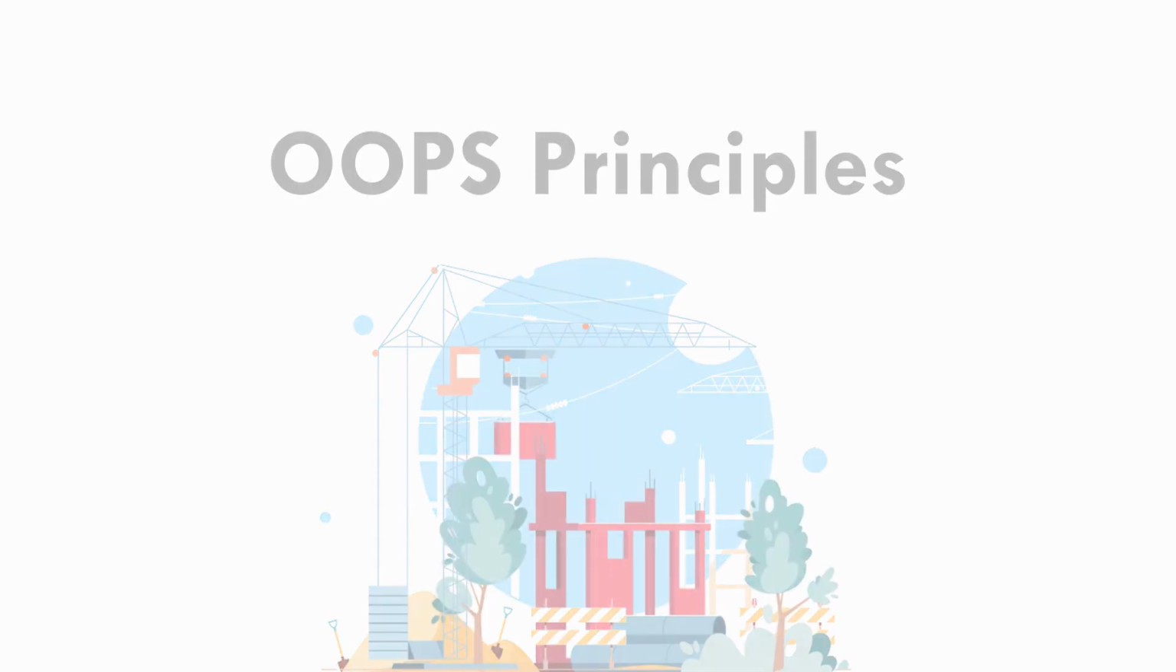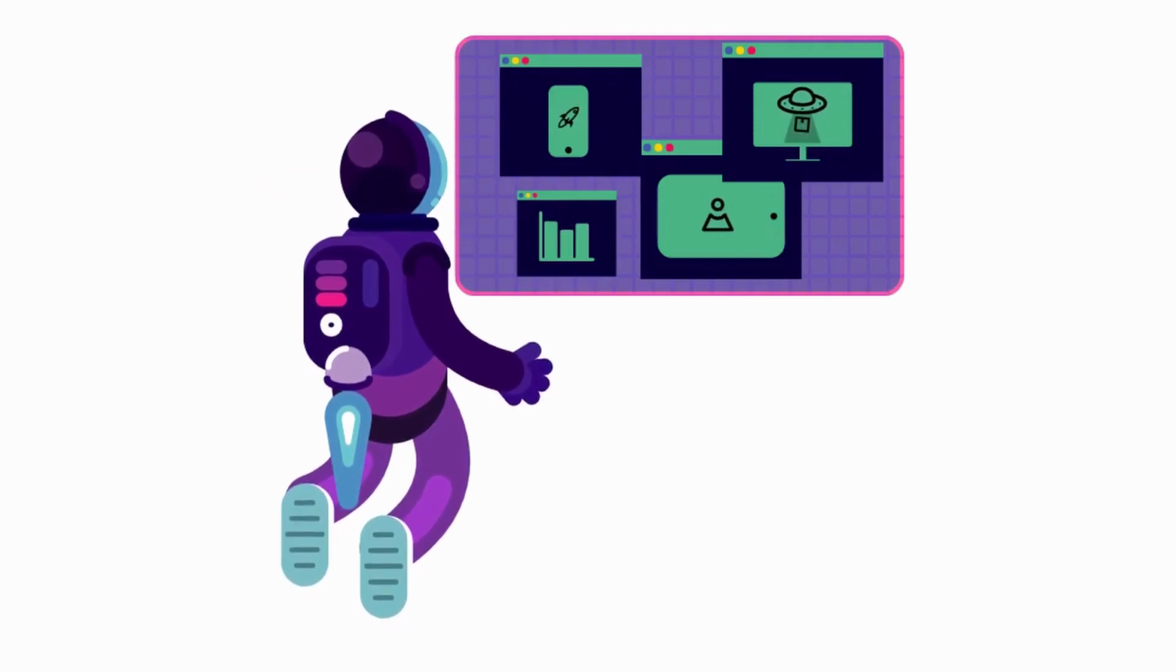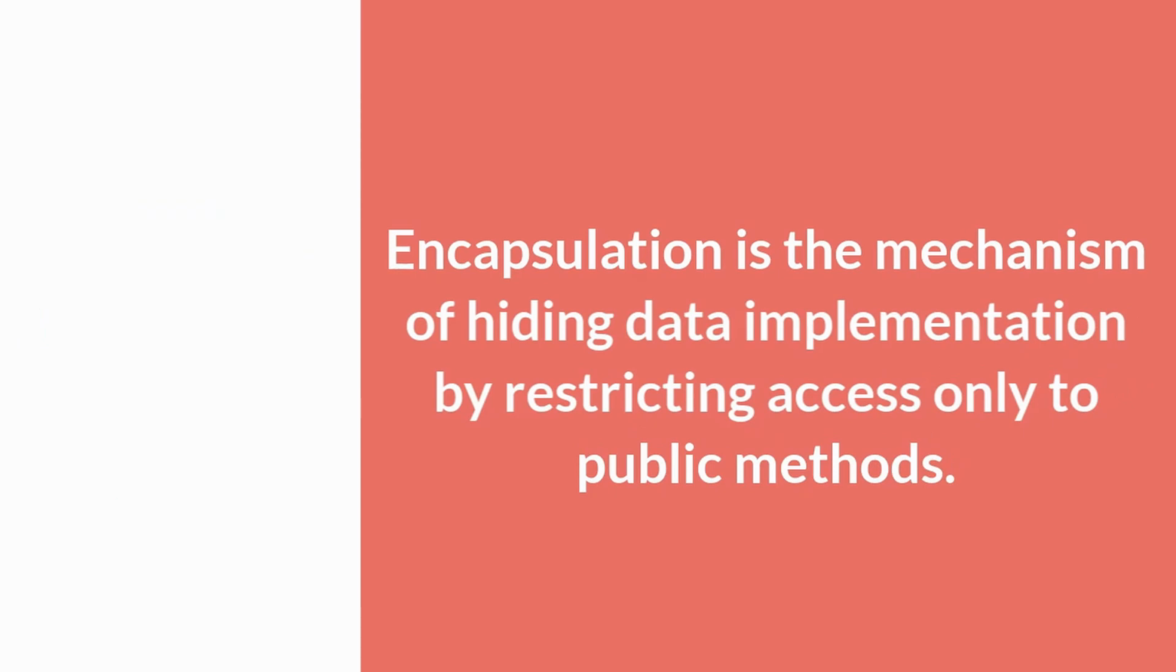The 4 pillars or principles of object-oriented programming are encapsulation, inheritance, polymorphism, and abstraction. Let's understand each with real-world examples. Encapsulation is the mechanism of hiding of data implementation by restricting access to public methods.